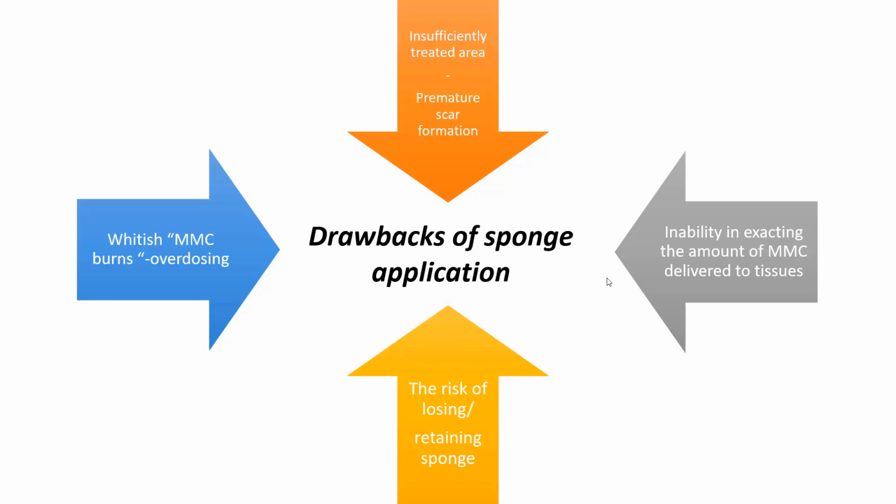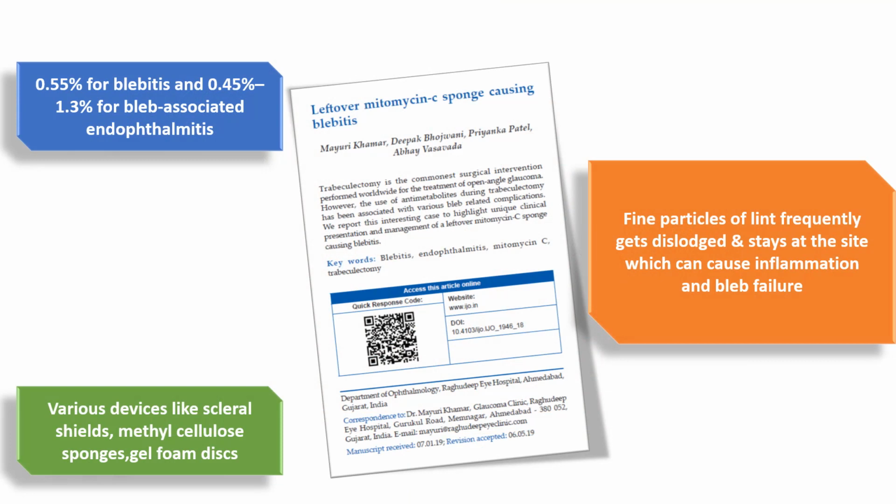Insufficiently treated area may cause premature scar formation. There is always a risk of losing or retaining the sponge. Most often, it is difficult to know the exact amount of drug delivered. There have been reports of leftover mitomycin C sponge causing phlebitis. The incidence of bleb-related infections has been reported to be 0.55% for phlebitis and 0.45% to 1.3% for bleb-associated endophthalmitis.